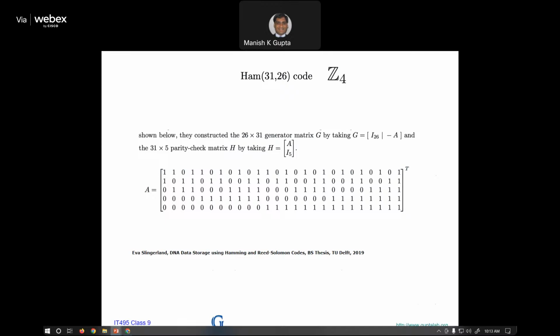Then actually G you can determine from H, right? And H is something like A, and then the bottom portion is I5. A is this matrix. So this is the codec that they've used.